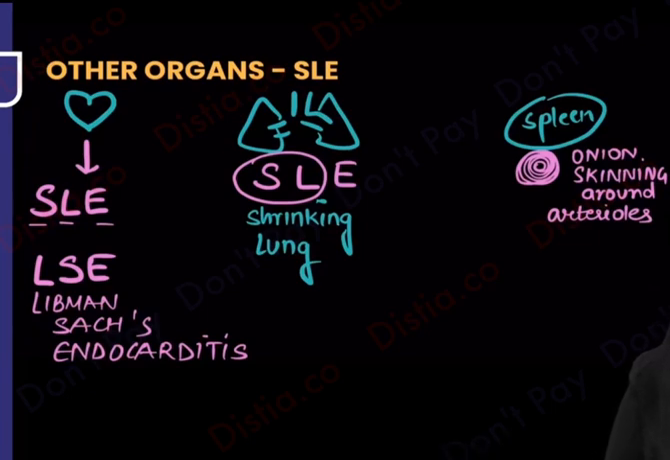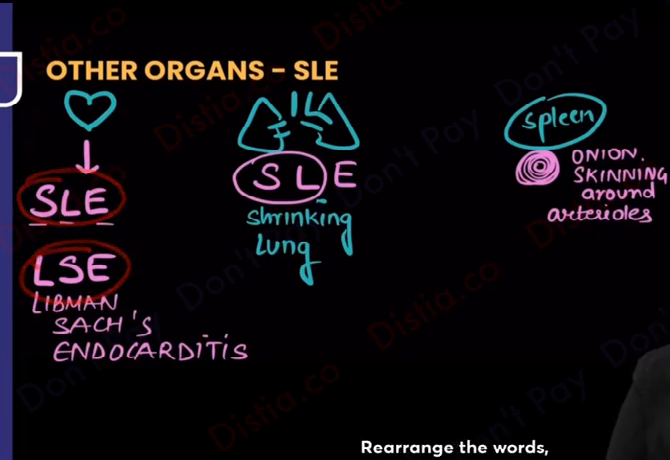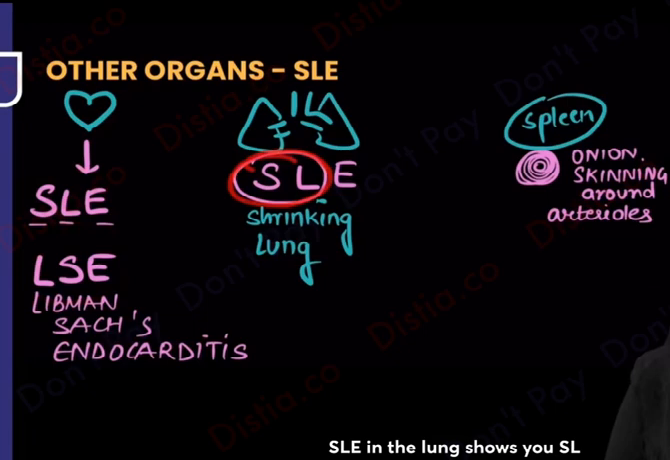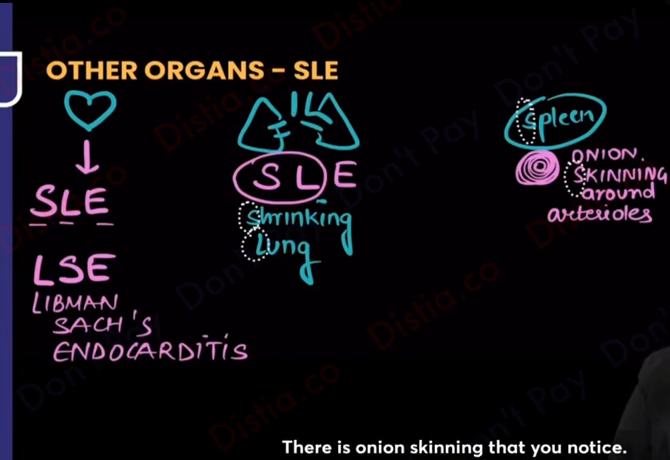So simple. SLE in the heart shows you LSE. Rearrange the words. SLE in the lung shows you SL, and that is going to be the shrinking lung. And SLE in the spleen shows you skinning. There is onion skinning that you notice.